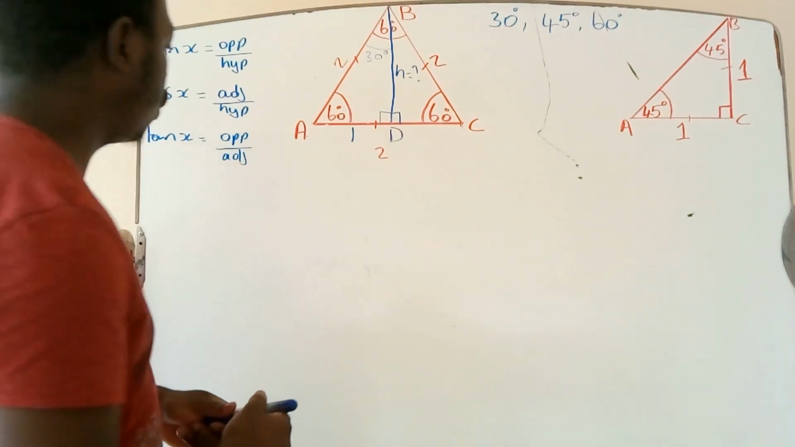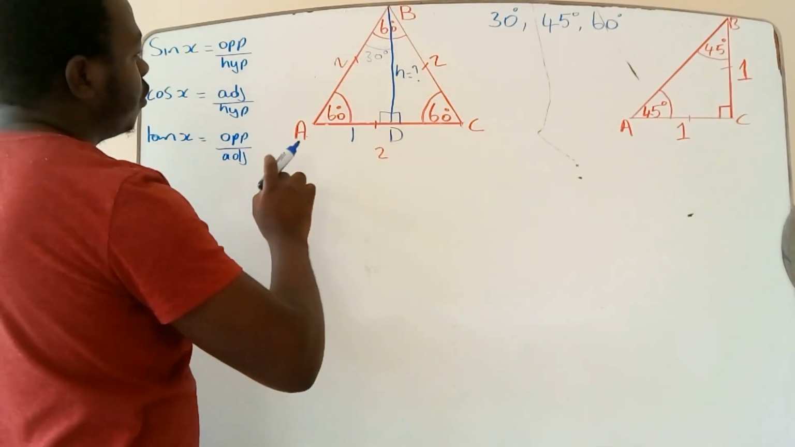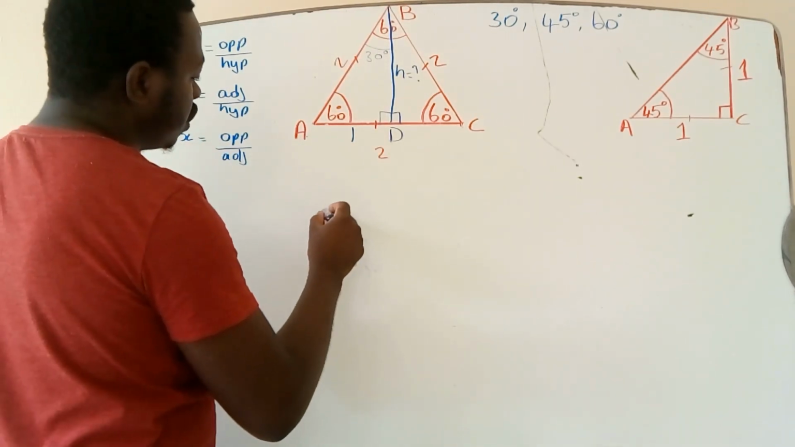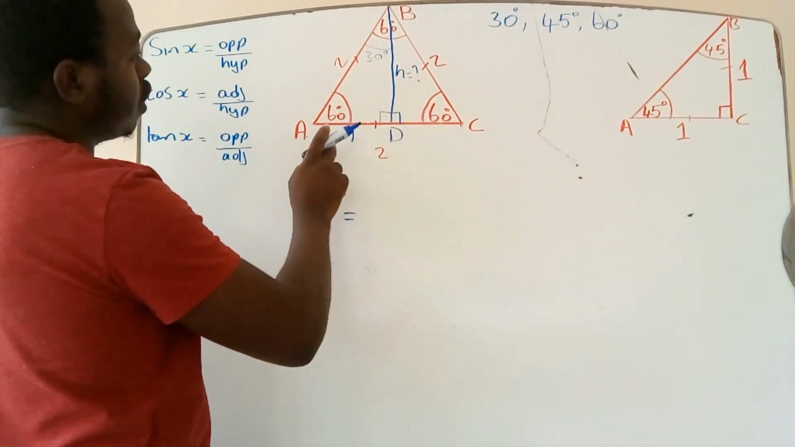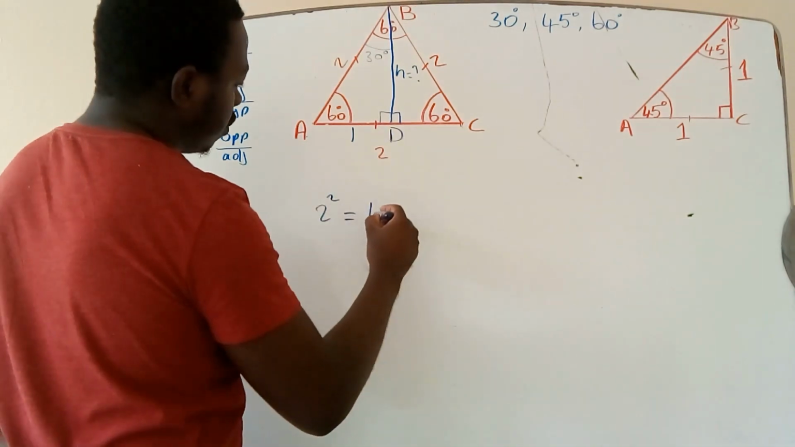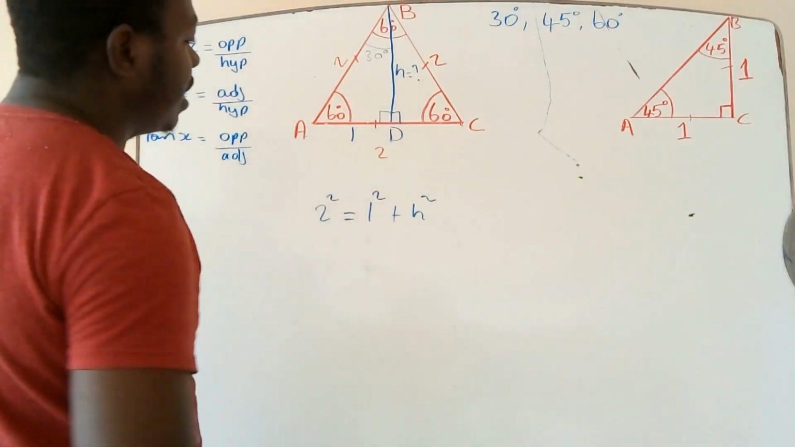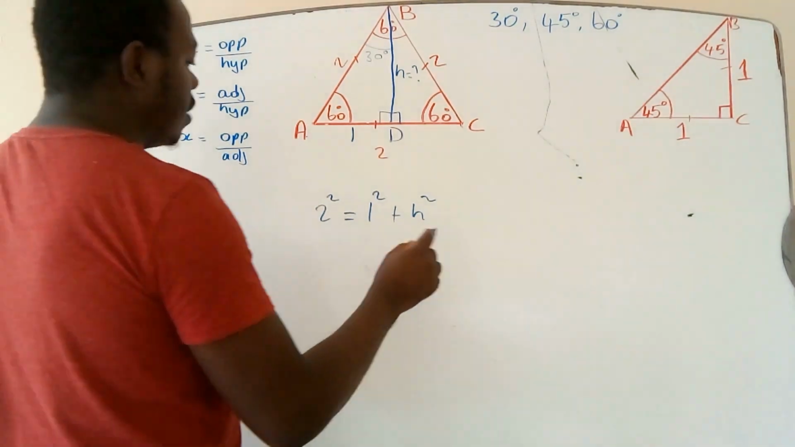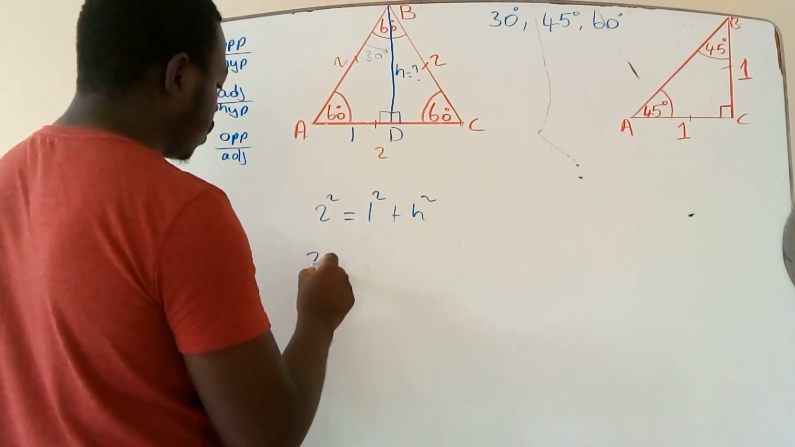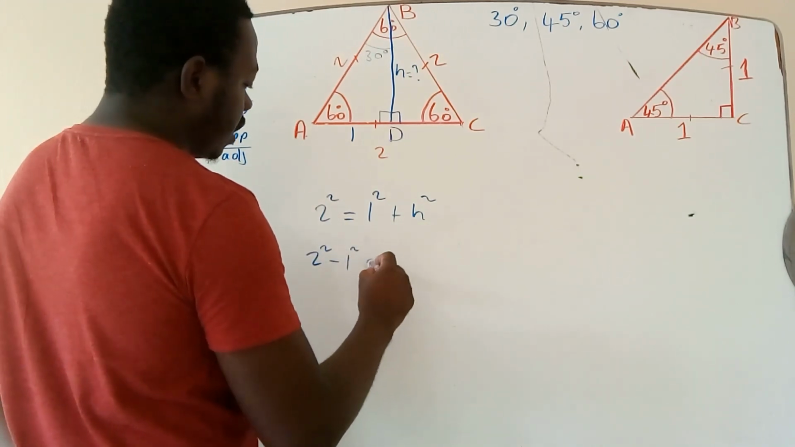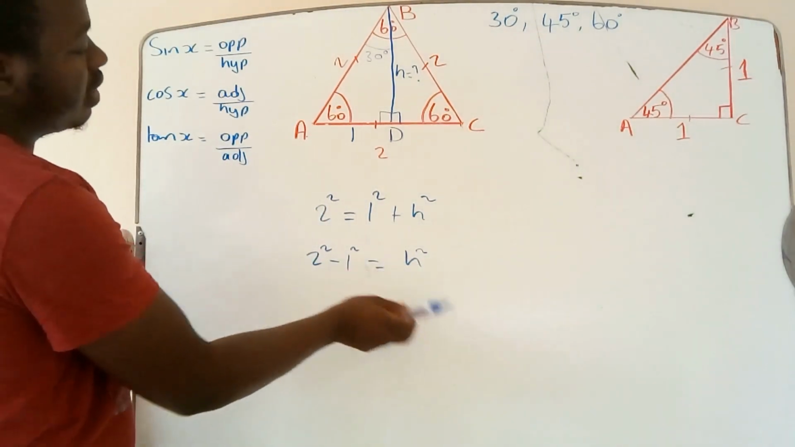Right? Now that we know that from A to D is 1, we can use Pythagoras theorem to calculate the height here. So if we use that theorem, it says that the square of the hypotenuse AB, which is the hypotenuse here, so that means 2 squared, is equal to the sum of the squares of the other two sides, which is 1 squared plus H squared. Right? And we want to calculate the value of H. Then we can simply subtract 1 squared from both sides. So if we subtract 1 squared from both sides, we have 2 squared minus 1 squared is equal to H squared. Follow me?